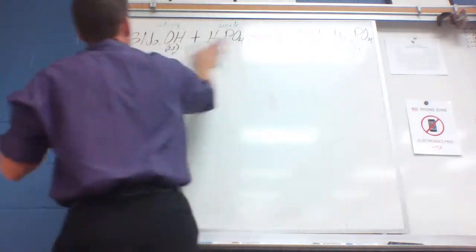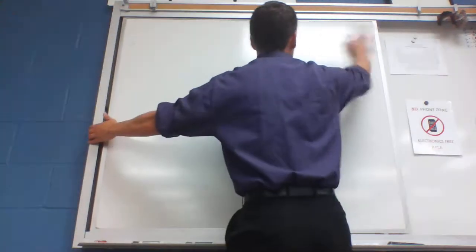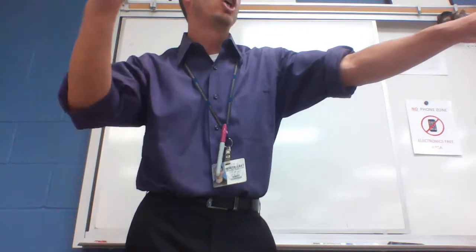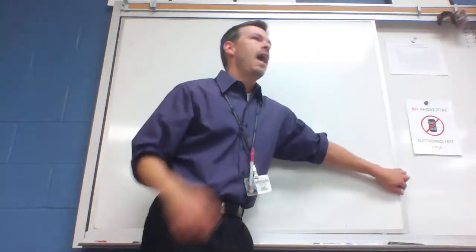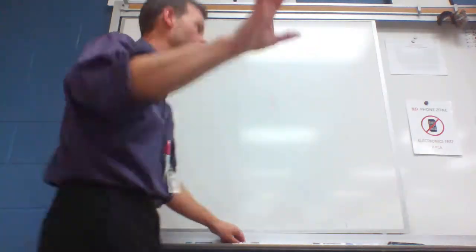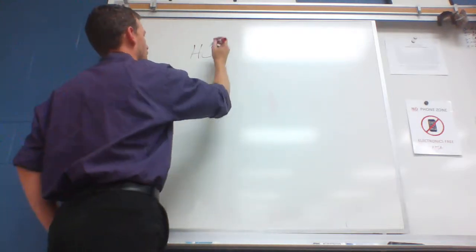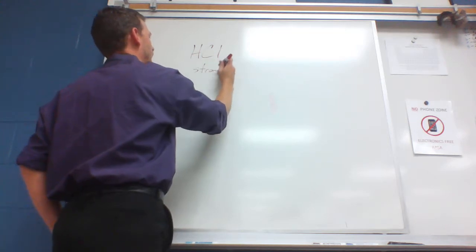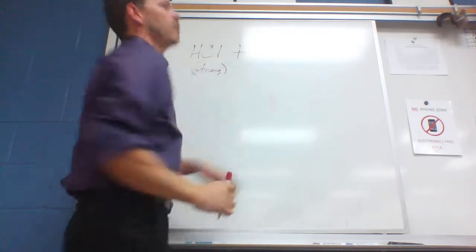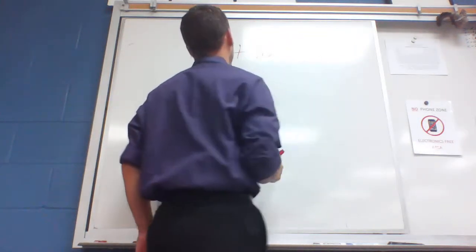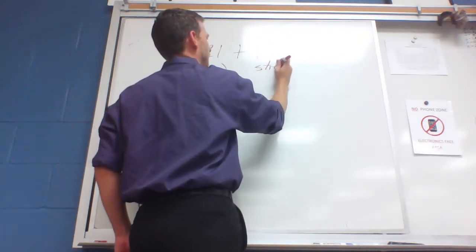If you do acetic acid, is acetic acid weak or strong? Automatically weak because it contains carbon. Carbon-containing acids are weak. But look. Hydrochloric acid, weak or strong? Strong. And that is reacting here with potassium hydroxide, weak or strong? Strong, because potassium is alkali.